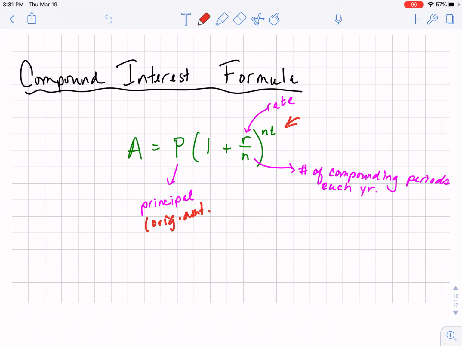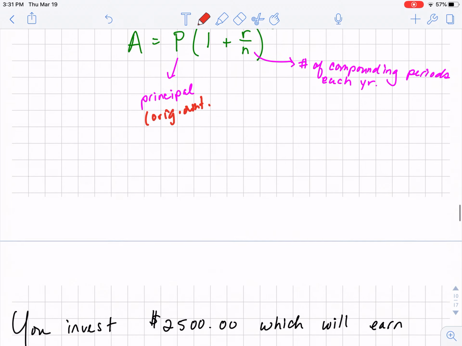That also goes up into the exponent, because if your interest is now compounding monthly, that means 12 times a year your interest is going to start earning interest. So over a period of, say, 2 years, it's going to compound 2 years times 12. So your exponent would be 24, not 2. Okay, so this is kind of an example.